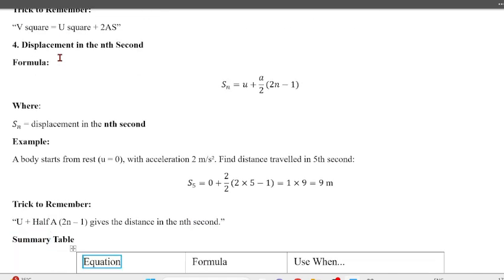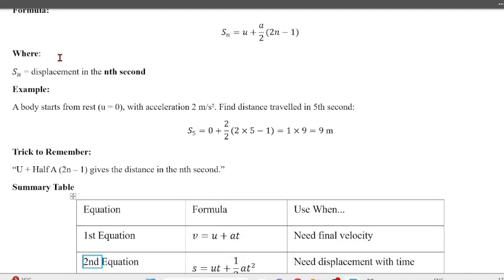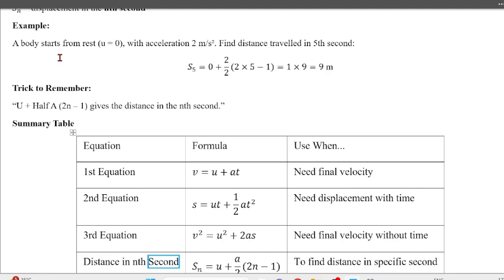Summary table: equation, formula, and used when. First equation, v equals u plus at: need final velocity. Second equation, s equals ut plus 1/2 at squared: need displacement with time. Third equation, v squared equals u squared plus 2as: need final velocity without time. Distance in the nth second, S_n equals u plus a over 2 times (2n minus 1): to find distance in a specific second.